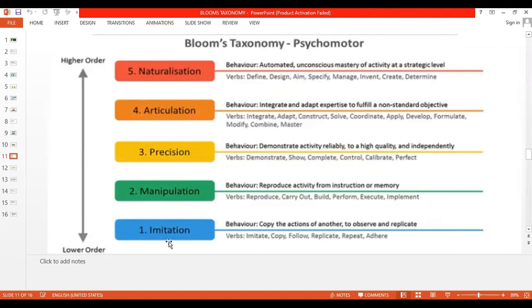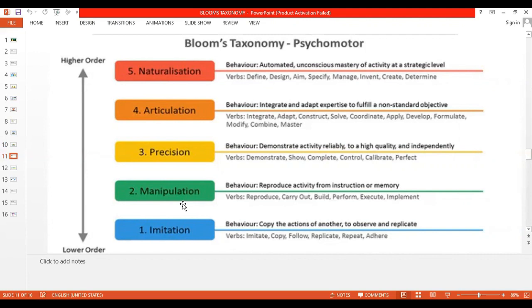They are imitation, manipulation, precision, articulation, and naturalization. Imitation is nothing but copying the action of another to observe and replicate. So replicate what is directly observed. For example, aligning his or her own car seat exactly as advised by the driver's instruction is an example of imitation.